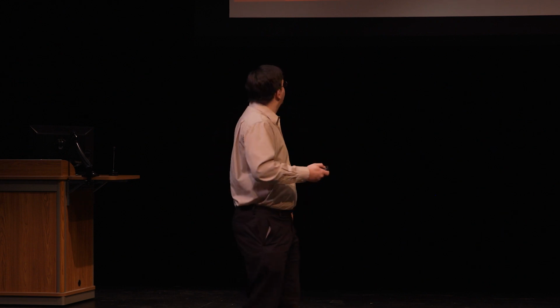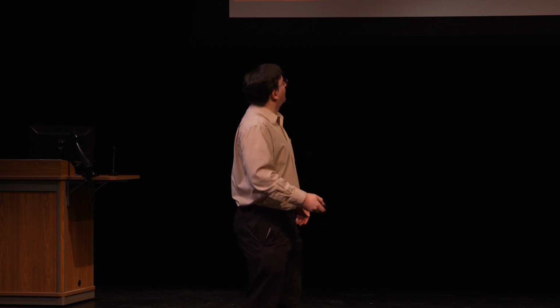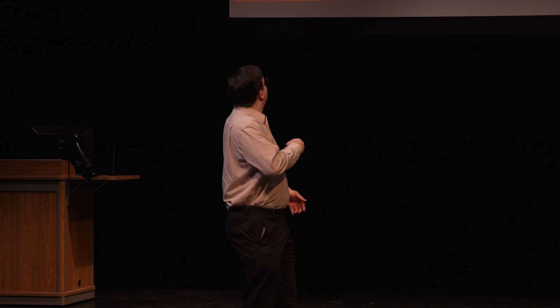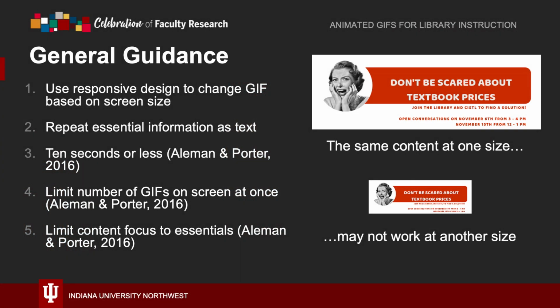And then the big one for me is I found nothing that's covering screen size and internet speed, which is extremely important with how many students are using cell phones nowadays. So my general guidance, mixed in with general guidance I found from other sources, is use responsive design to change the size depending on if it's on a phone or on a computer. There is JavaScript code out there that can switch those. There's also repeating essential information as text.